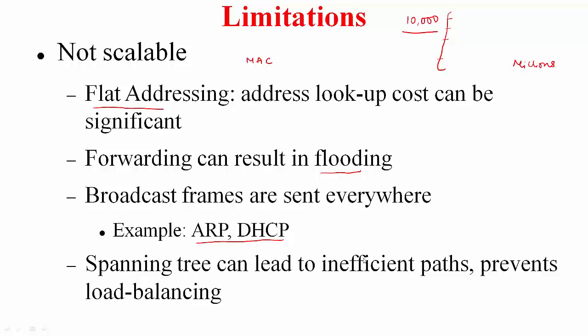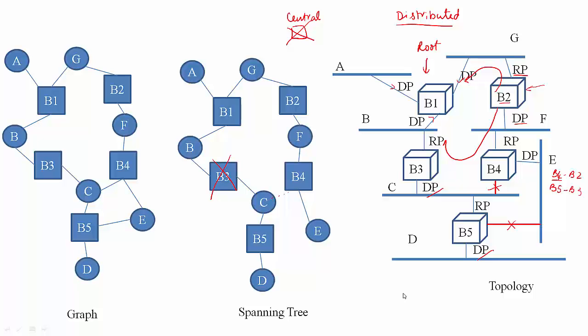There is yet another limitation to bridges. The spanning tree algorithm itself can lead to inefficient paths, and this also prevents load balancing. What do I mean by this? Suppose a host in LAN segment E wants to send a packet to a host in LAN segment B. If you see this figure, they are just interconnected via one bridge. But because you have imposed the spanning tree and removed that particular port, this packet essentially has to travel all the way up and come back down. So this is not very efficient.